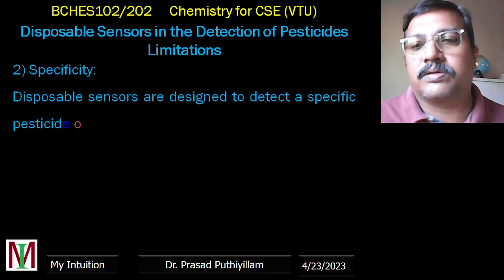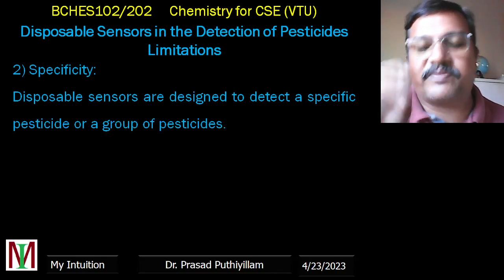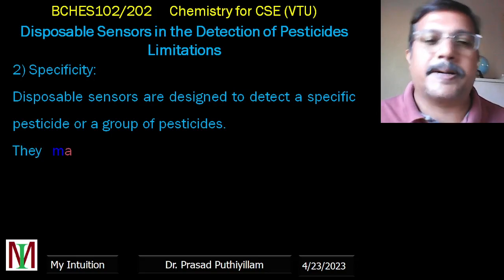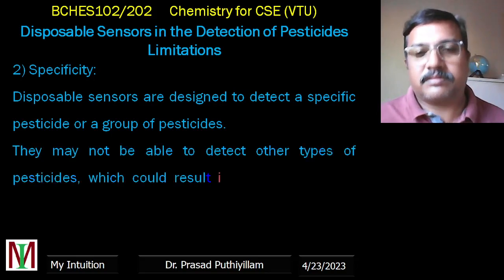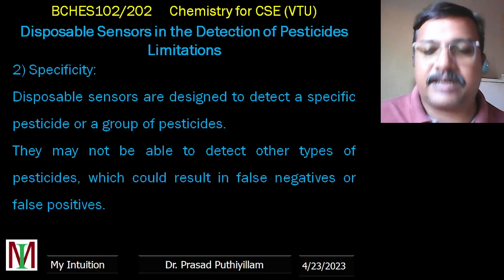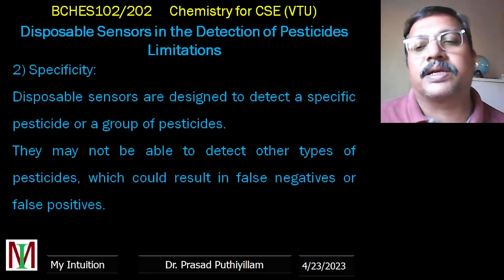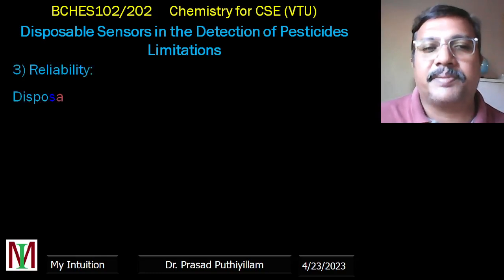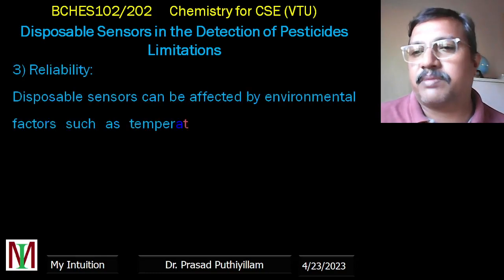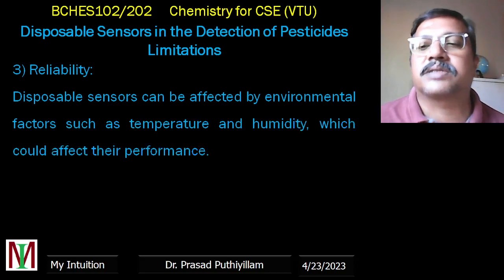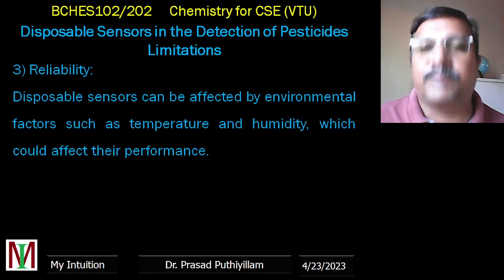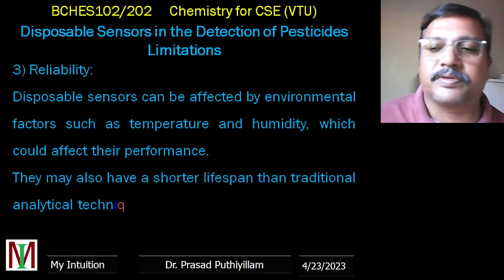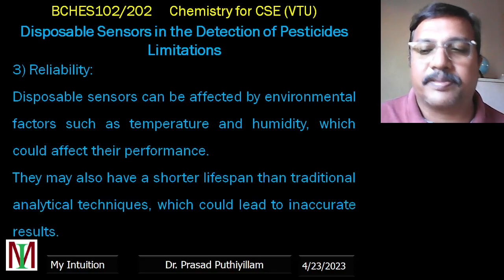Specificity also: in detecting a specific pesticide from among a group of pesticides, it may not give the proper exact result compared to the traditional method. It may give false positive or false negative results here also. Reliability: disposable sensors can be affected by environmental factors such as temperature and humidity, which could affect their performance. Therefore, the reliability is also not as good as that of traditional analytical techniques.